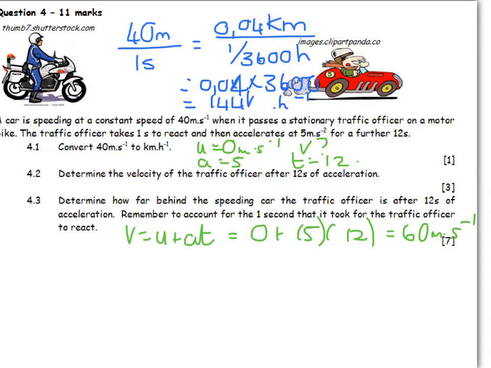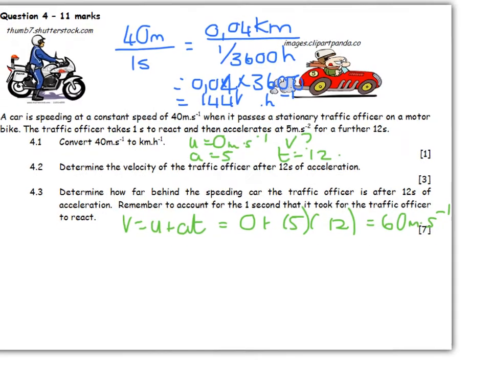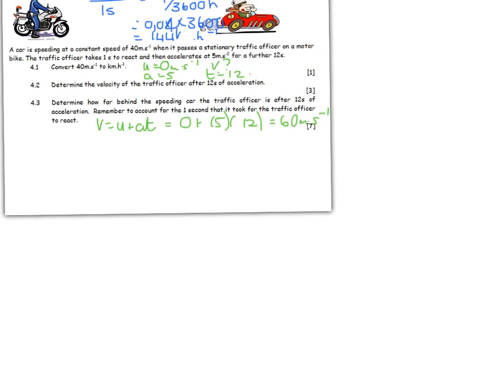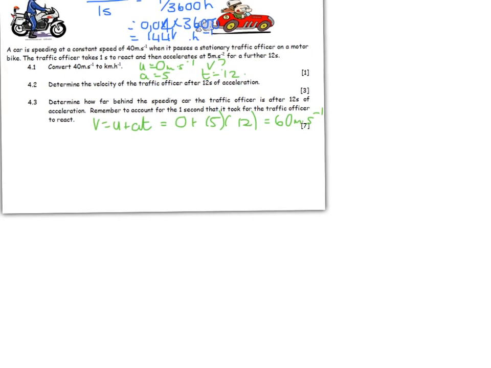Now comes the tricky part. Determine how far behind the speeding car the traffic officer is after 12 seconds of acceleration. Remember to account for the 1 second that it took the traffic officer to react. Truly, in an exam, in matric, they are unlikely to remind you to account for that 1 second. So let's start, and let's get this motorbike going.